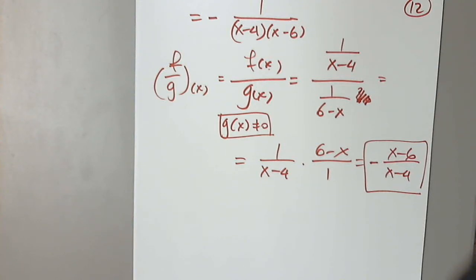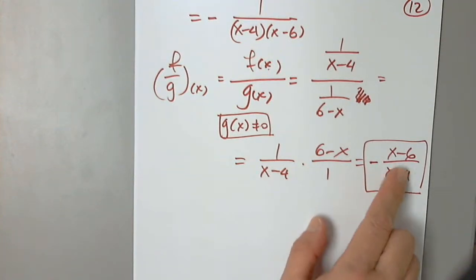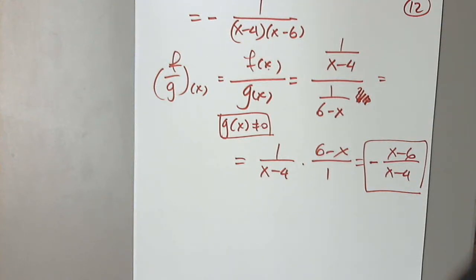Could you do an example where that doesn't work? Where we have to add additional restrictions? Yes, I will. Yes, please. I pull out because it's 6 minus x. So 6 minus x is negative x minus 6. Yeah, because we like to keep everything in descending order and no negative leading coefficients.